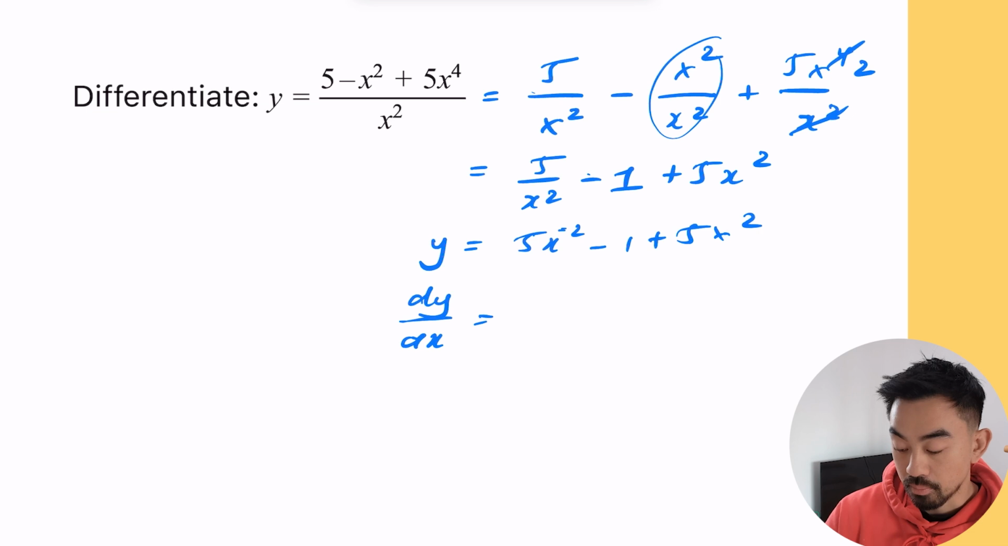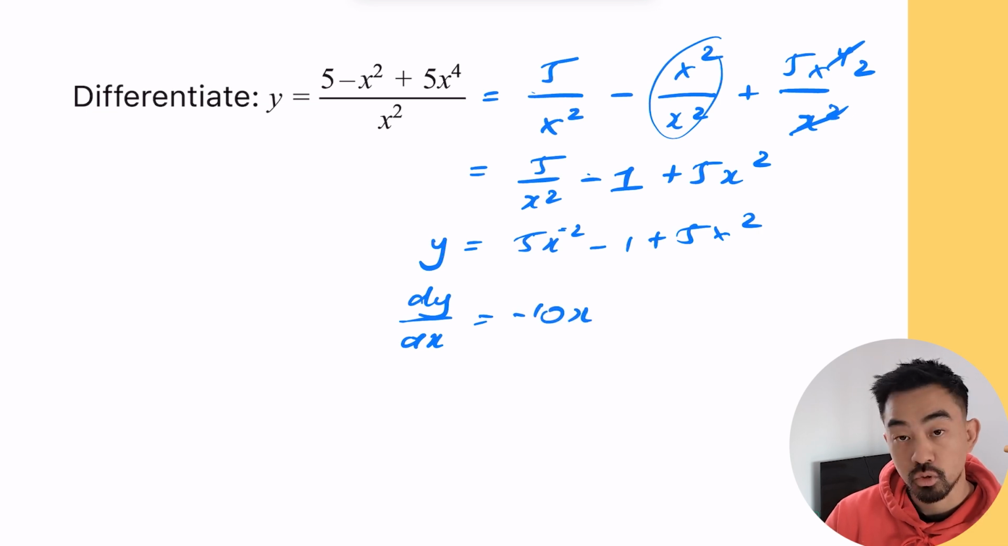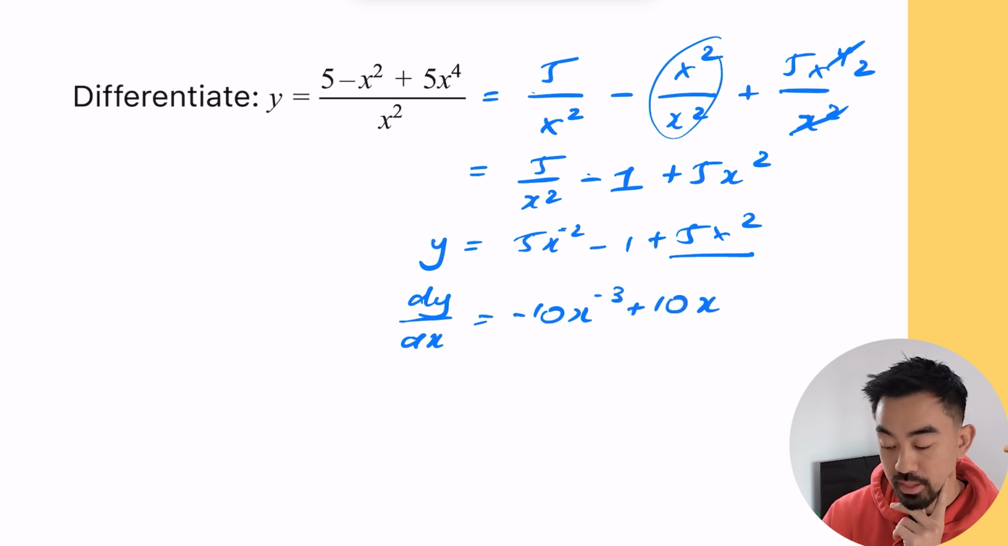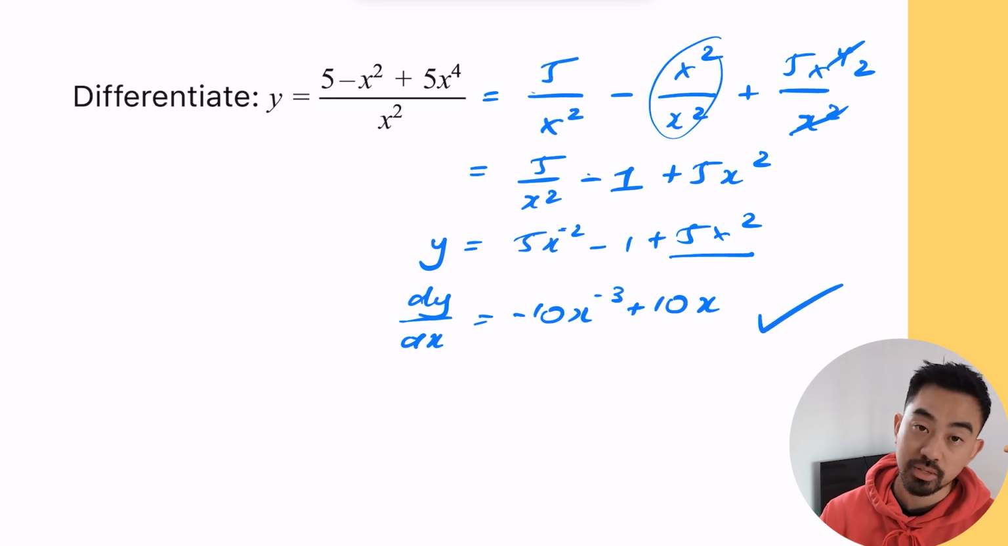Differentiating that, so minus 2 times 5 is minus 10x, minus 2 minus 1, so power down, power minus 1. 1 turns to 0, and then this bit here, bring the 2 down, 5 times 2 is 10, plus 10x, and then 2 minus 1 is just 1. So that is your answer.